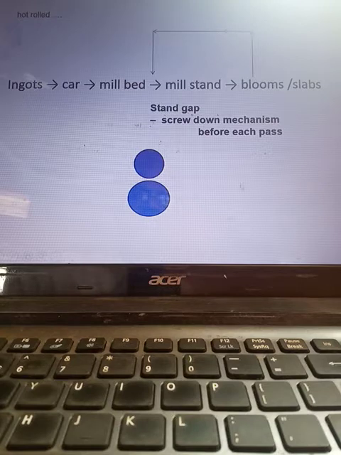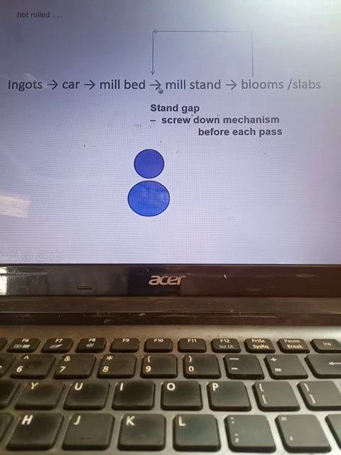So this is the whole process wherein we have ingots. Ingots are converted into blooms or slabs, and ingots are carried to this processing point on a vehicle called a car. The car will be moving on a mill bed. The mill bed has a series of rollers. On that, the car will be moving, and that brings the ingot, the big block, to this point, which is called the mill stand.